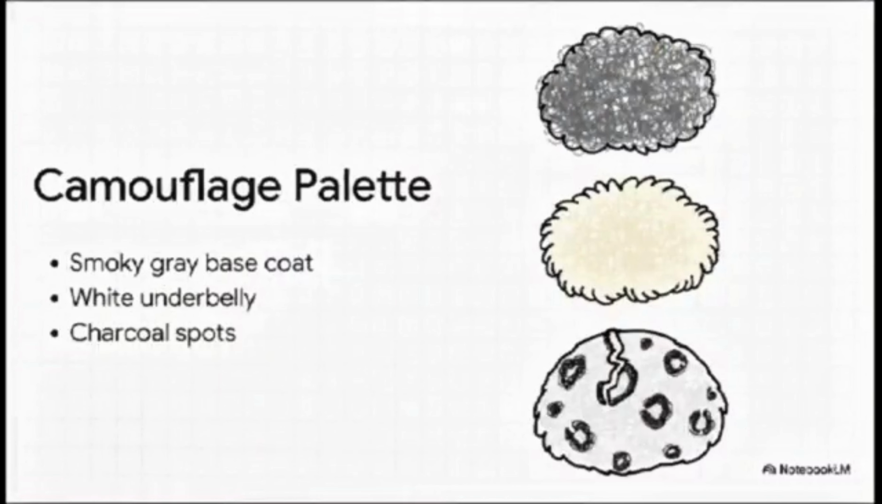This camouflage pulls off its magic using a very specific three-part color palette. First up, you've got a smoky gray base coat covering the back and sides. Second, a yellowish-tinged white underbelly. And finally, the deep, dark charcoal of the rosettes and spots themselves. That specific combo? It is nature's ultimate high-altitude camouflage kit.